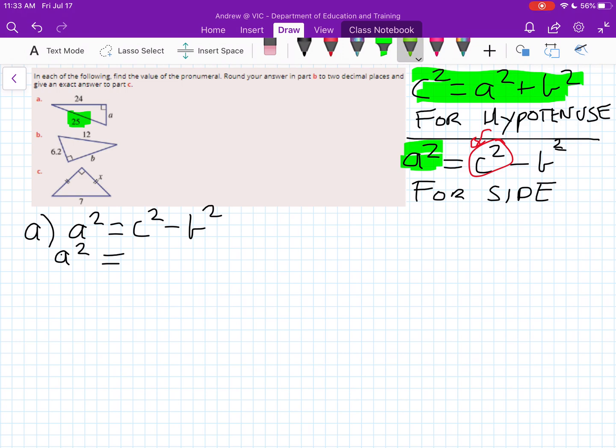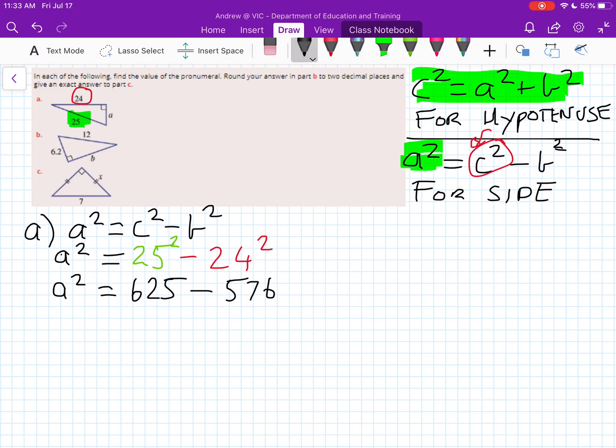Okay, so this is going to equal 25, and then b squared is just the other side length, so this is going to be 24. Oh, sorry, I should say 25 squared. And then minus 24 squared. So with this, you just need to work these out. So 25 squared is 625. And then 24 squared is 576. So with this, you just minus these from each other and you'll get a squared is equal to 49.